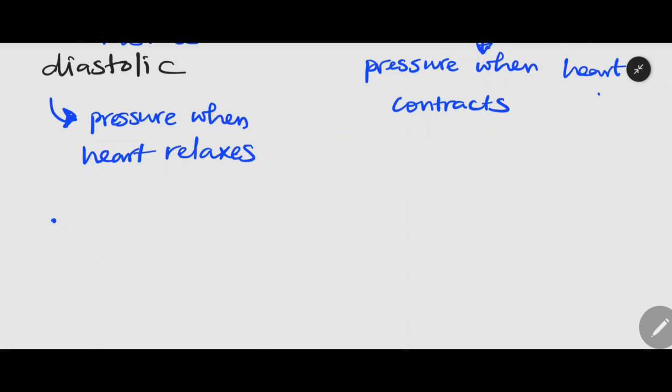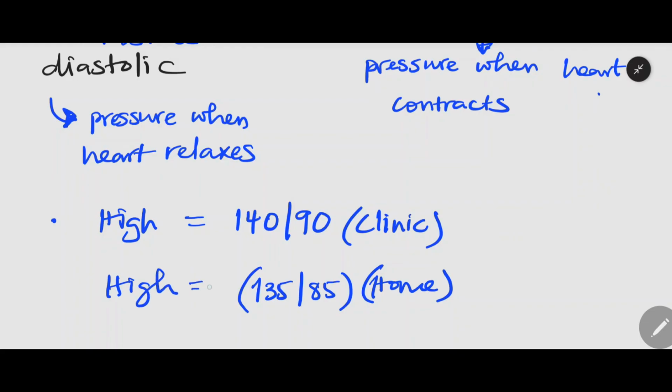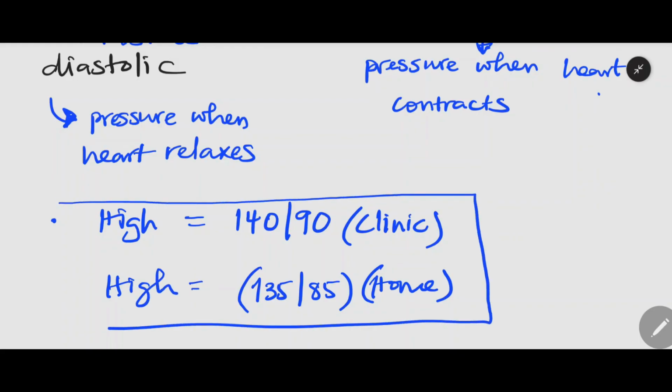And when the NHS is measuring blood pressure, they consider high blood pressure to be at 140/90 when you're in a clinic. But if you measure blood pressure at home, they consider it to be high when it's at 135/85. So that is a benchmark that the NHS uses.